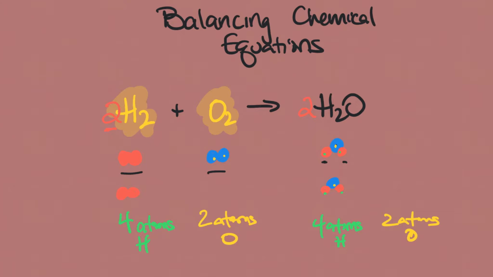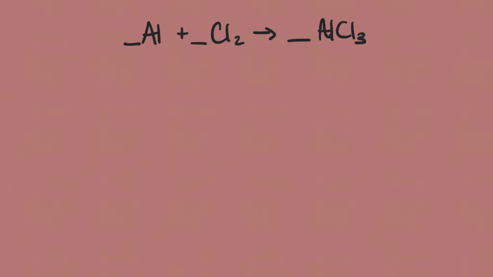And so when we're looking at chemical equations, we usually add coefficients to help us balance them. So let's talk about how we balance them. Here's a chemical reaction. We have aluminum that reacts with chlorine, and then we're going to get aluminum chloride. So we have Al plus Cl2 yields AlCl3. We say that this equation is unbalanced.